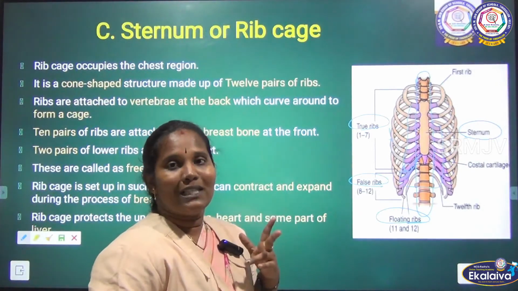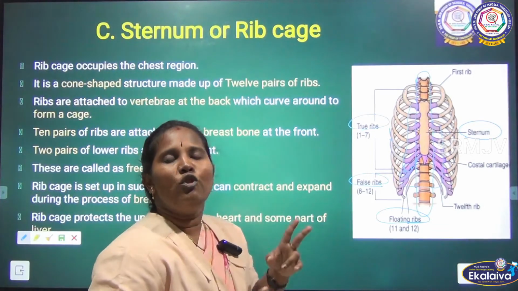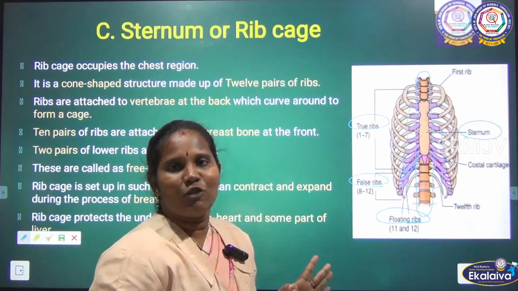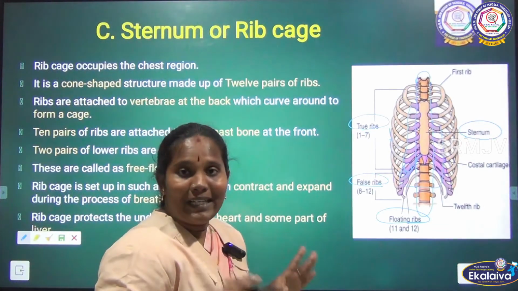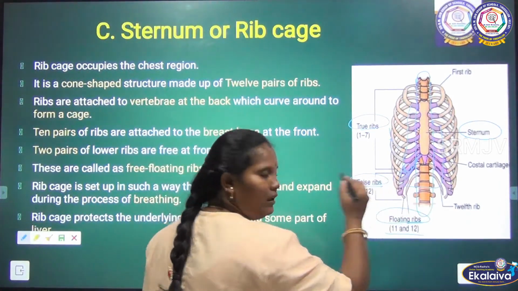The next two, what is the next two? The 11th and 12th ribs. These two ribs don't make any attachment. That's why they are called the floating ribs.